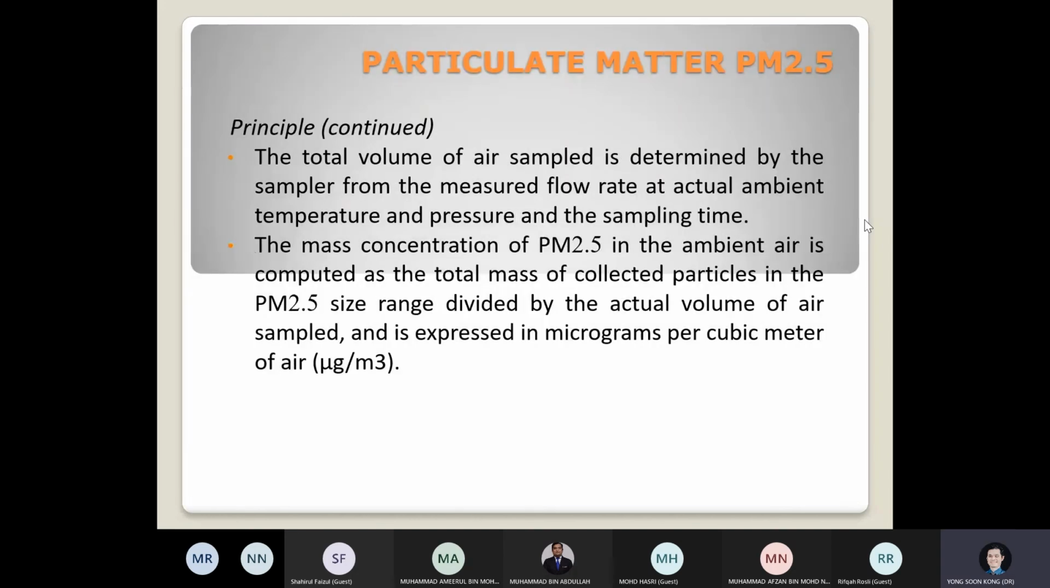Okay, particulate matter 2.5. Why is this important? Because nowadays, a lot of PM2.5 comes from dust, especially smokers. If you have people smoking inside your house, PM2.5 is guaranteed.